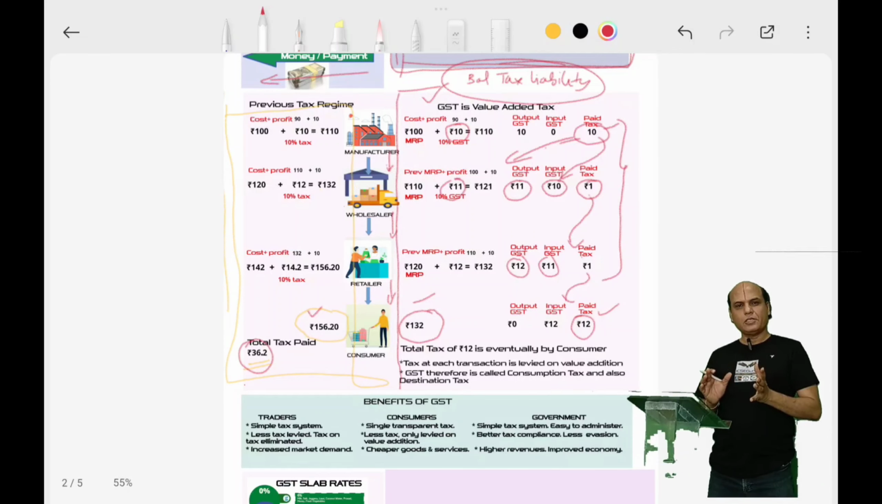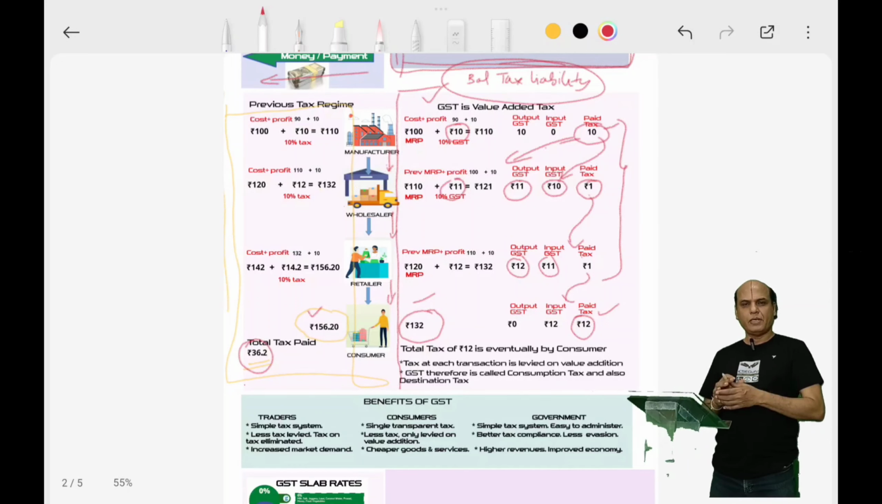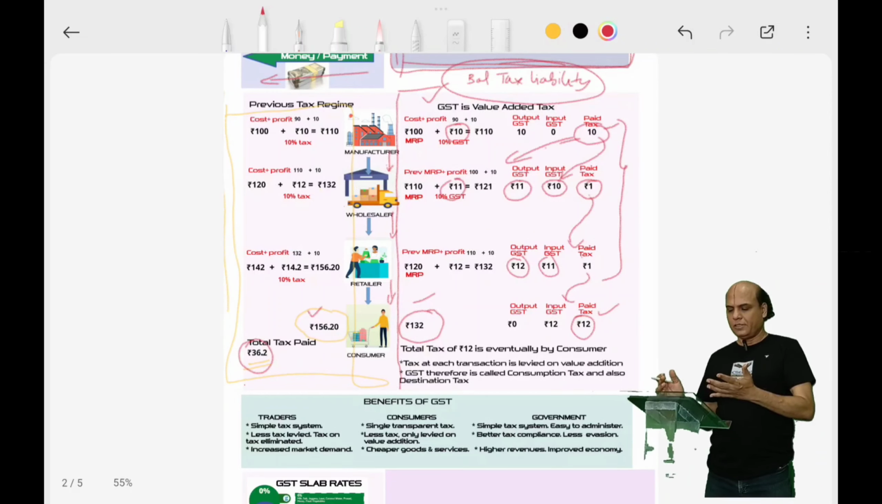Is it good for the consumer? Yes. Is it good for the manufacturer, then wholesaler, retailer? Yes, it is good for everyone. Why? The purchasing power of the consumer goes up, because if he has more money to buy more goods, market demand will increase. So when the taxes are reduced, it is good for everyone. Okay.